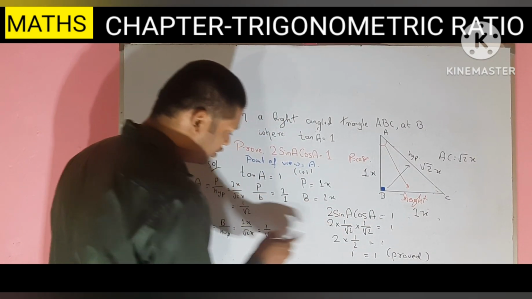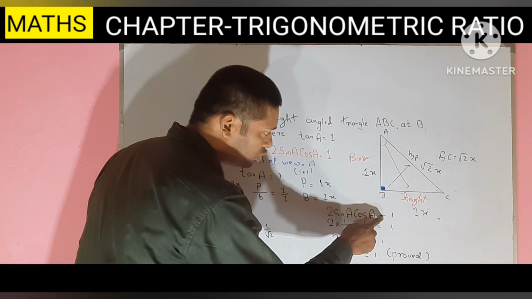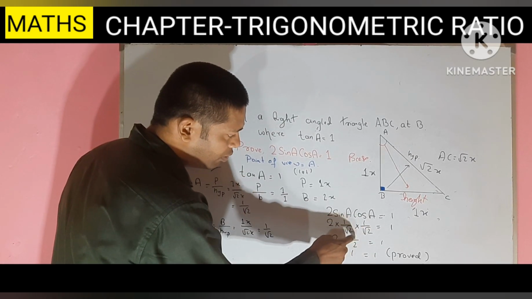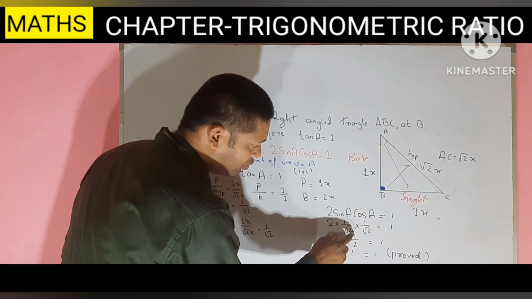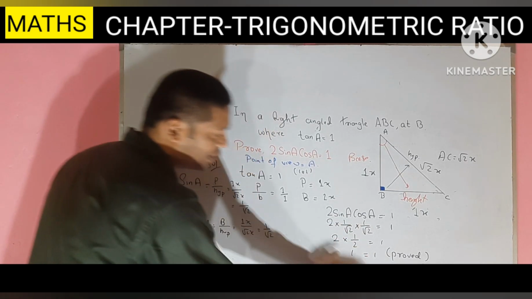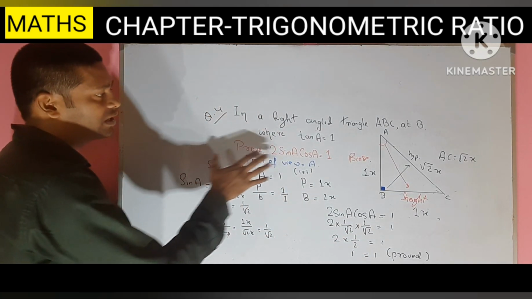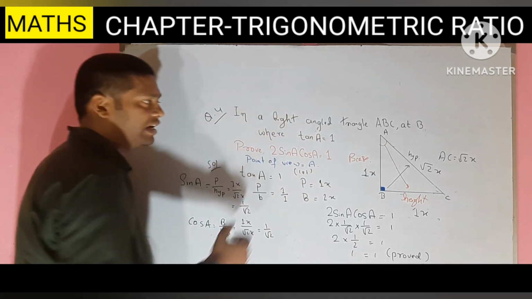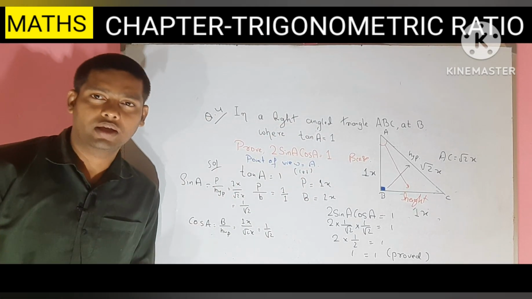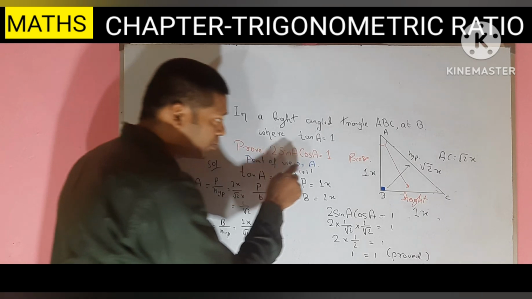2 as it is, sin a value is 1 by root 2, cos a value 1 by root 2, equal to 1. So 1 by root 2 times 1 by root 2, how much? Root 2 times root 2 will be 2. So 2 as it is, and 1 by 2. So the 2 cancels, so 1 equal to 1. So we have proved it. Whatever they gave on the left hand side, when you solve it, you get 1, which is equal to the right hand side. That is what they are saying. Simple, it's not so complicated, but you need the point of view to be a.